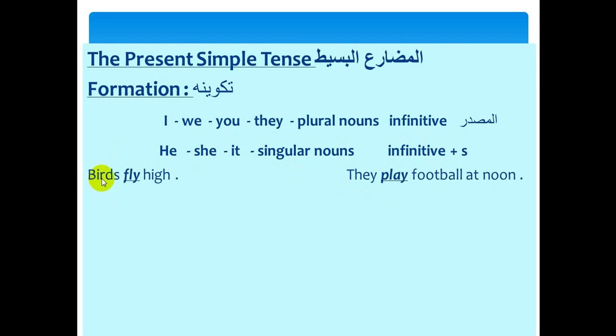Examples: birds fly high. Birds is plural, so the verb fly has no s. They play. They, and the verb without an s. Other examples: a bird flies high. Fly, we change the y into i, then add es. A bird is singular, so the verb ends with s. He is singular, so the verb plays ends with s. He plays football at noon.